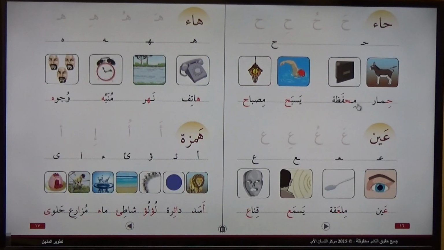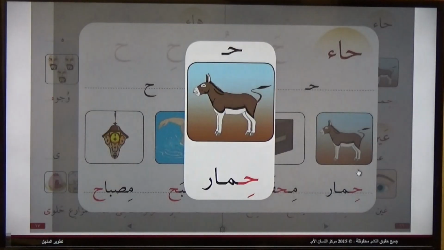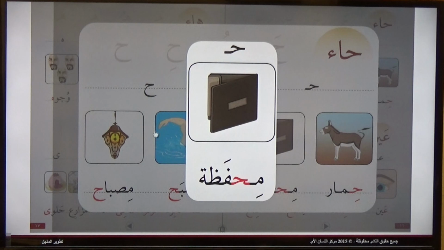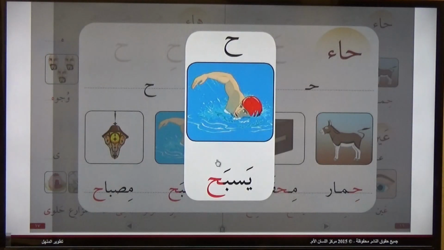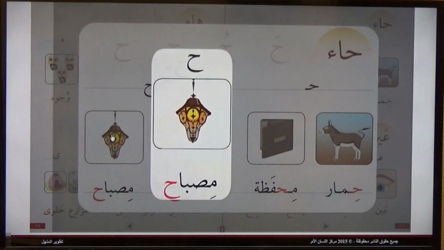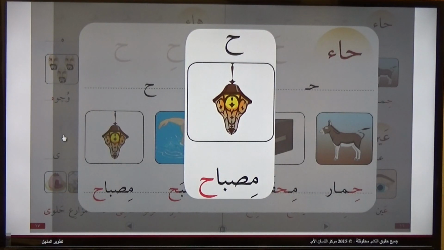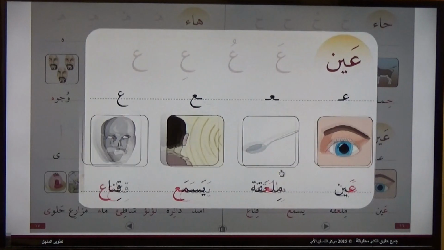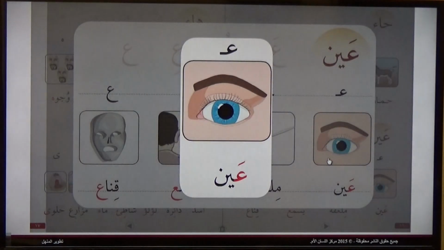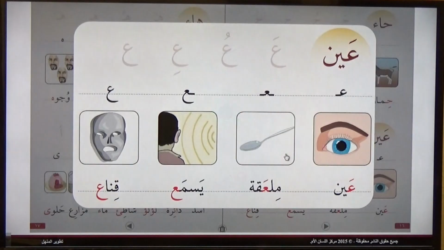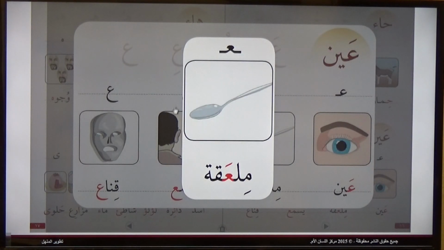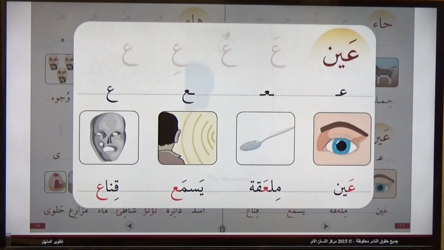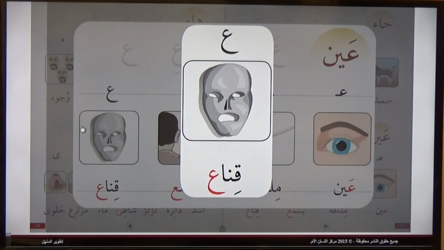Next, the letter Ha. حمار, a donkey. محفظة, wallet. يسبح, swimming. مصباح, a light, a lantern. The letter Ain. Ain, you all know that one. ملعقة, spoon. يسمع, hears. قناع, mask.